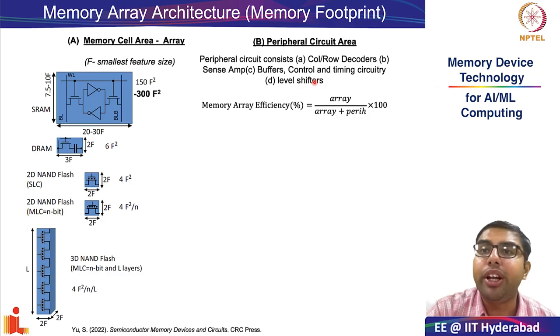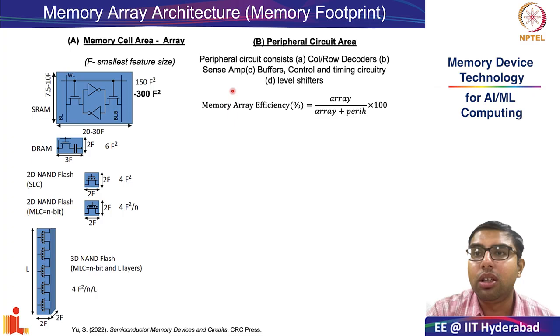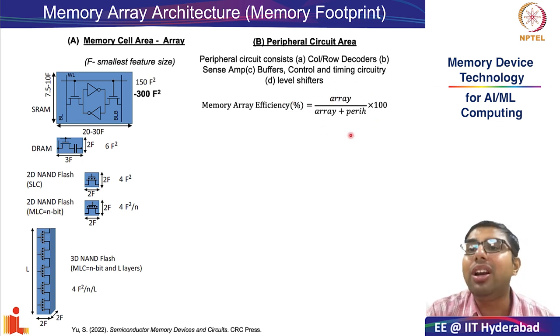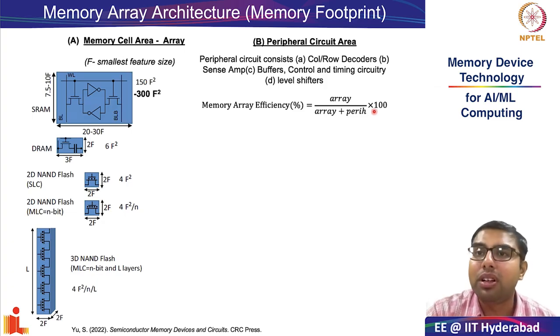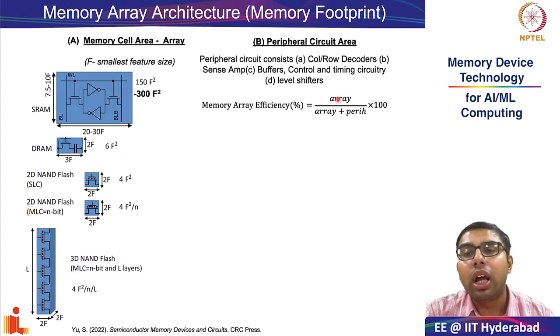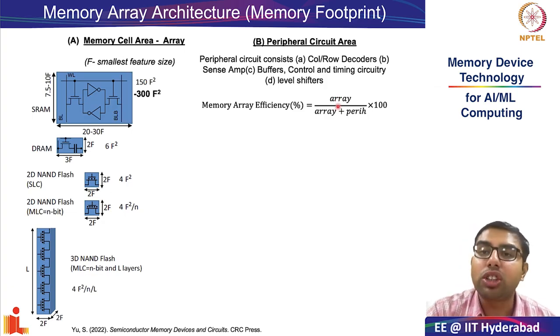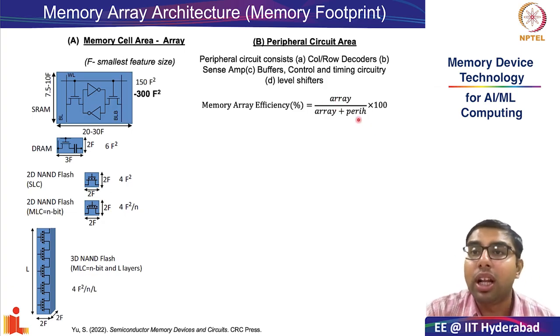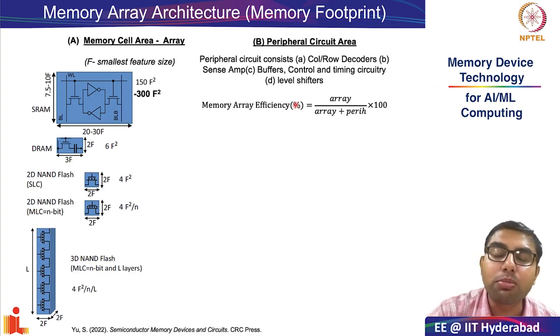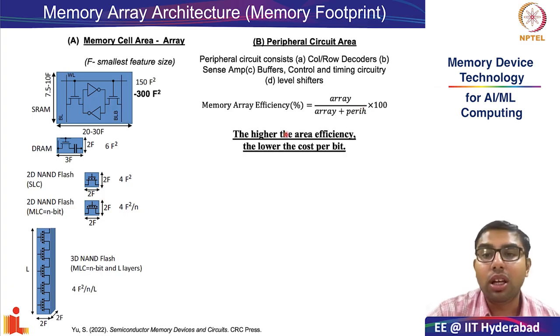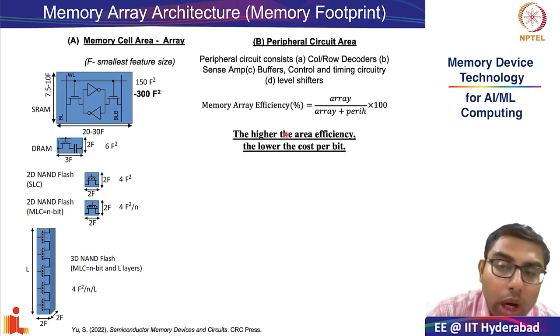This gives us an opportunity to define a new metric, which is memory array efficiency. Memory array efficiency is defined as the ratio between the area occupied by the array and the total area of the memory chip. As we know, the area in the chip consists of both the array and the peripheral. If you want to represent it in percentage terms, you multiply by 100. Needless to say, the higher the area efficiency, the lower the cost per bit.